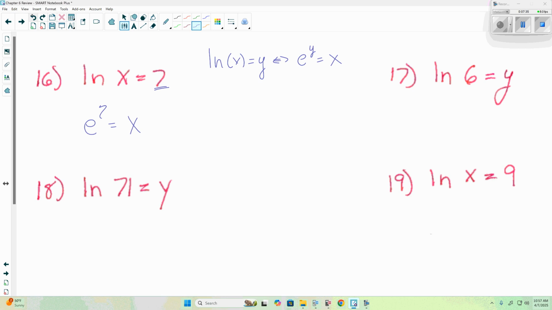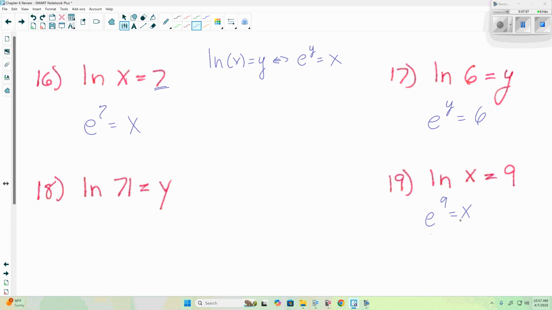All right. Natural log of 6 equals y would be what? e to the y equals 6. How about natural log of x equals 9? e to the 9th is equal to x. That's it.